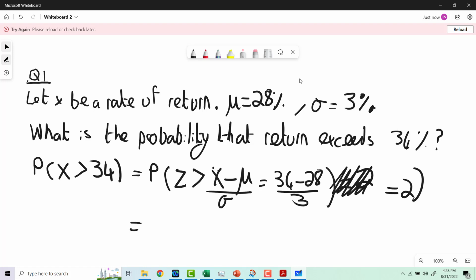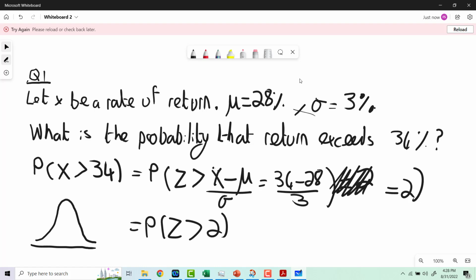So we want the probability that z is greater than 2, which is, let's just draw, I always try and draw the little normal distribution. So we're assuming that this is normal. So we're going to have z here is going to be 2. So we want the area basically to the right of the z. What's the area where the z is greater than 2?